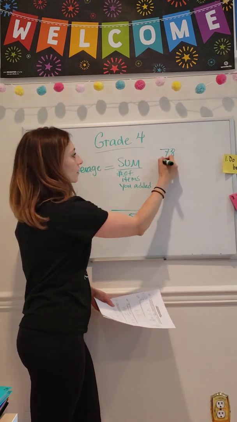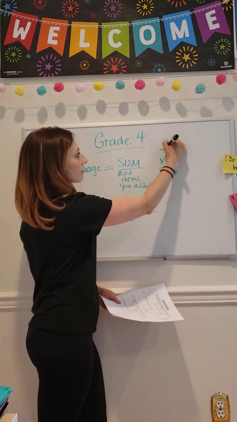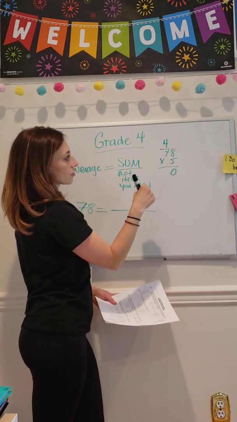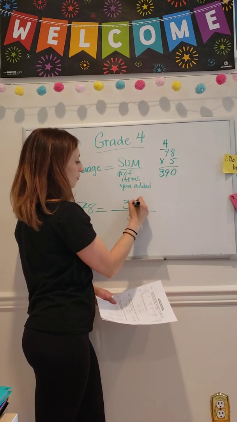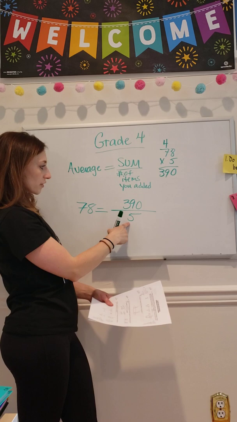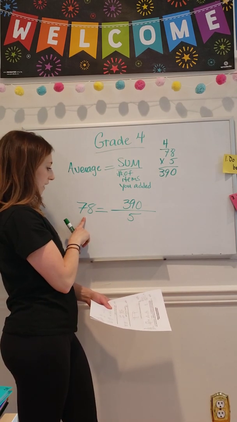78 times 5. So 5 times 8 is 40. Put down my 0, carry my 4. 5 times 7 is 35. Plus 4 would be 39. So he had 390 points on the first 5 tests. And when divided, that's how he got his first score, 78.